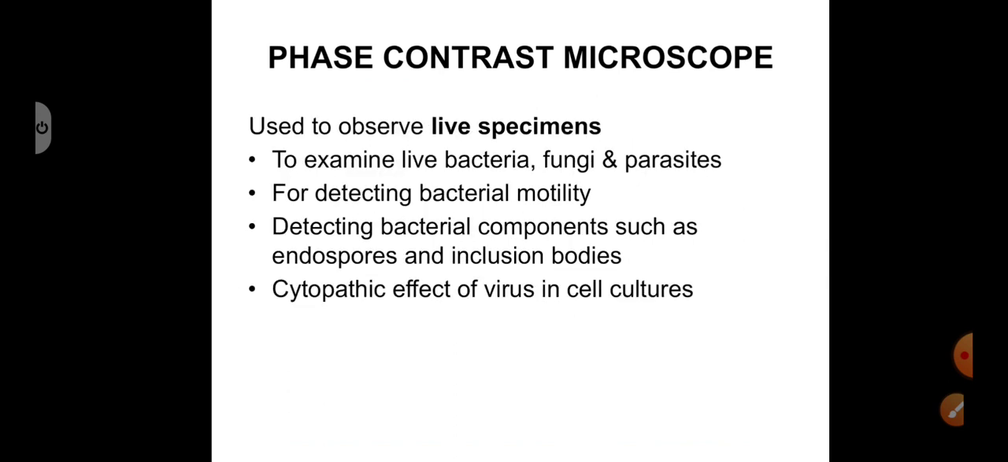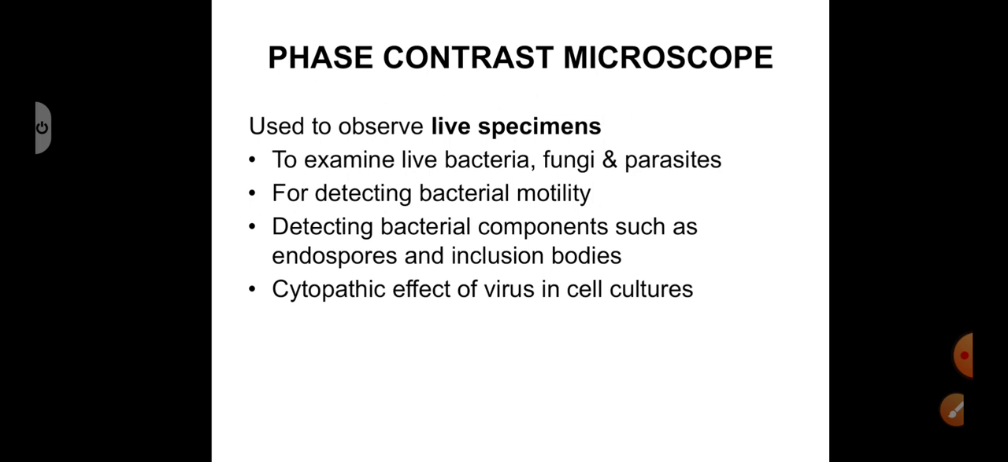So what are the uses of phase contrast microscope? They are used to observe the live specimens. You have to remember, with dark field and phase contrast microscope, you're observing only live specimens, you're not staining. So here you can examine the live bacteria, fungi, parasites. You can detect the motility of the bacteria. You can detect even the bacterial components. Within the bacteria, sometimes there are some spores, endospores. There are certain inclusion bodies which can be seen through phase contrast microscope.